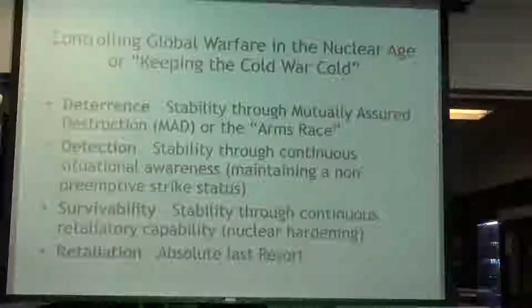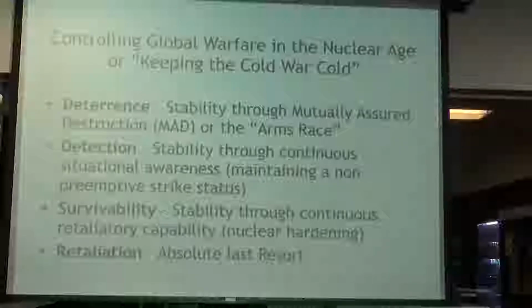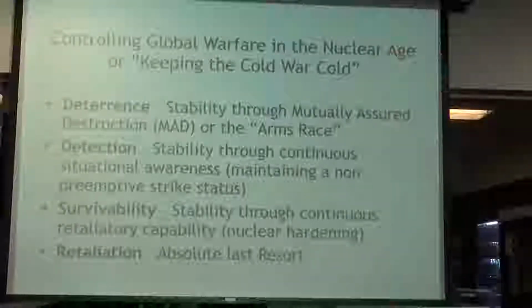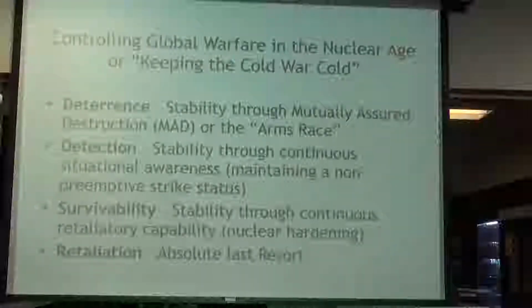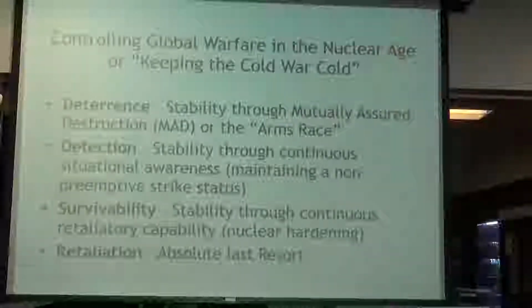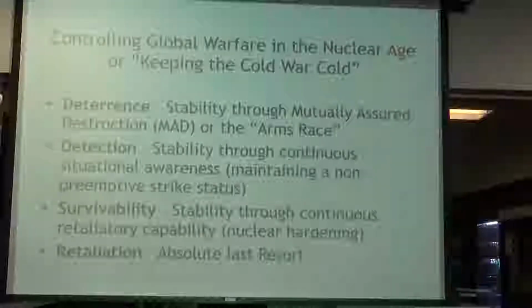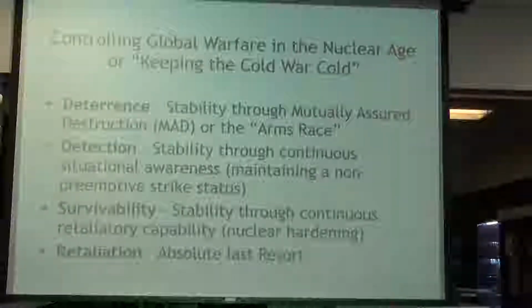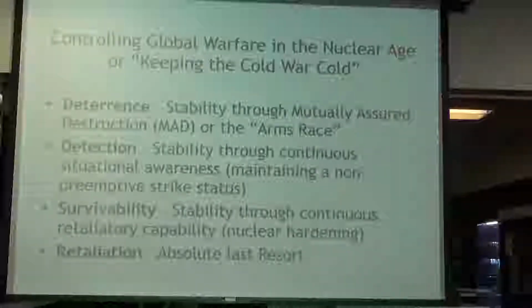Okay, how do you keep the Cold War cold? There are four basic things here. Deterrence, stability through mutually assured destruction, we've all heard that term, MAD, or the arms race. Detection, and that's stability through continuous situational awareness, our radars, our tracking mechanisms, keeping track of what your enemy is doing, or your adversary is doing, I should say. Survivability, stability through continuous retaliatory capability.